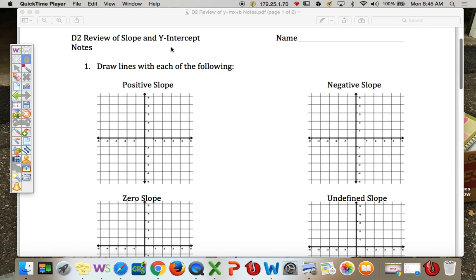Today we're going to review slope and y-intercept one more time just to make sure we have it down before we start systems of equations. So first up, draw lines with each of the following.